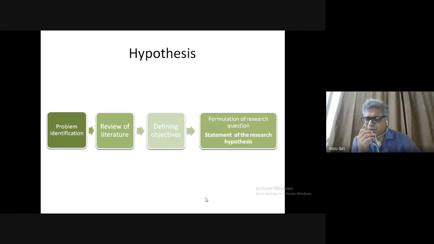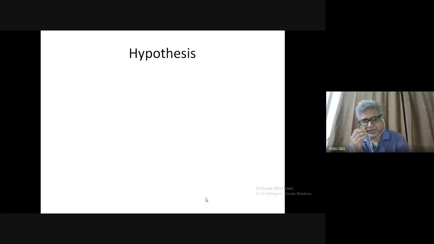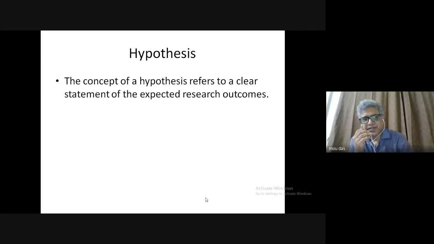And then the fourth but most important step is the formulation of the research question. That is, what is the essential question you are trying to answer by your study? This is followed by the statement of the research hypothesis. Now, what is this research hypothesis? It is basically an answer to the research question. That is, it is a statement which gives the answer to the expected research outcomes.